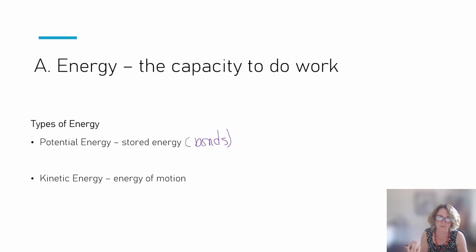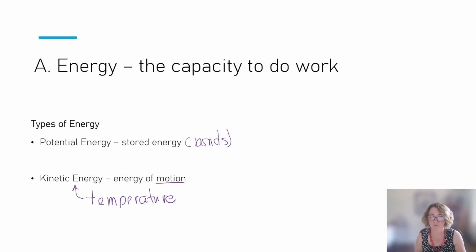We've talked a little bit about this before. Think about how it relates to temperature. The faster something's moving, the more kinetic energy it has. As I increase the temperature, I increase the movement of those molecules. I make them move faster. And so those molecules at higher temperature are going to have a higher kinetic energy.